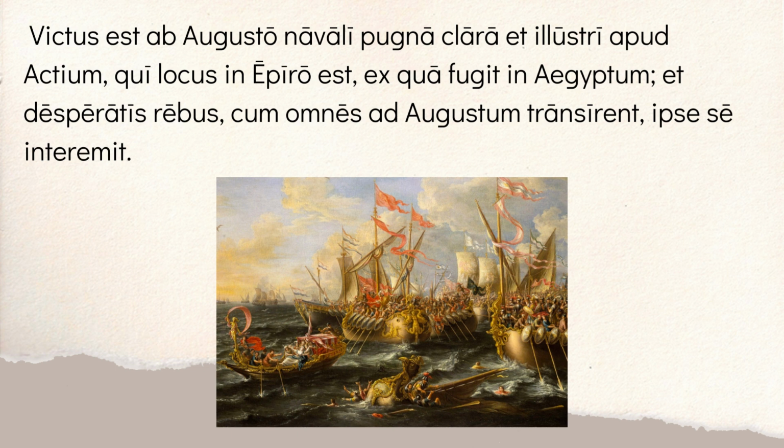And desperatis rebus, so despairing of the situation, despairing of everything, you might say, when all were crossing over to Augustus. Now, the crossing over here is talking about switching sides, right? So a lot of it's a civil war, so it's Romans versus Romans, and after this battle, everyone is kind of going to Augustus' side, realizing that he's going to win. And again, at this point, Augustus is Octavian, right? He hasn't earned the honorific title Augustus yet.